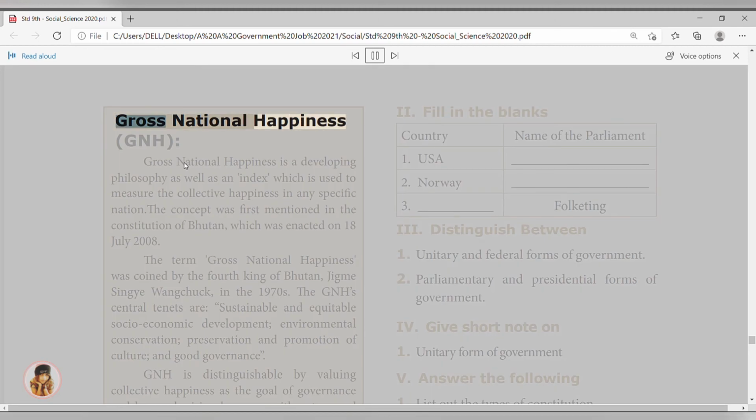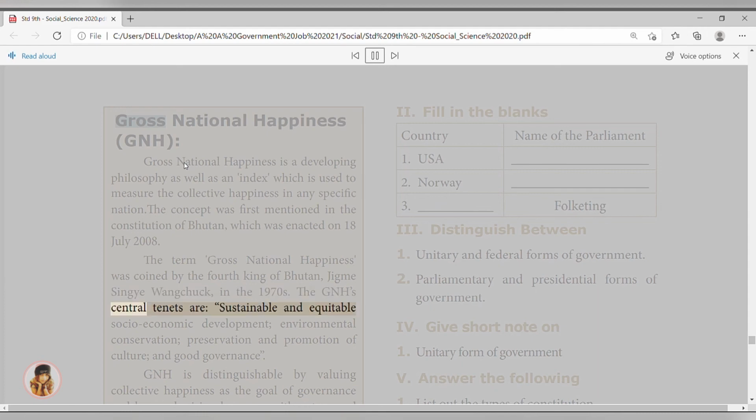Gross National Happiness, GNH. Gross national happiness is a developing philosophy as well as an index, which is used to measure the collective happiness in any specific nation. The concept was first mentioned in the Constitution of Bhutan, which was enacted on 18 July 2008. The term gross national happiness was coined by the fourth king of Bhutan, Jigme Singye Wangchuck, in the 1970s.